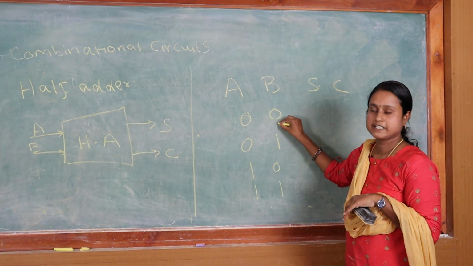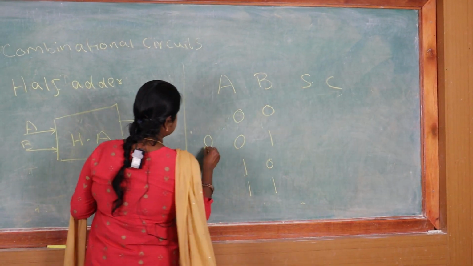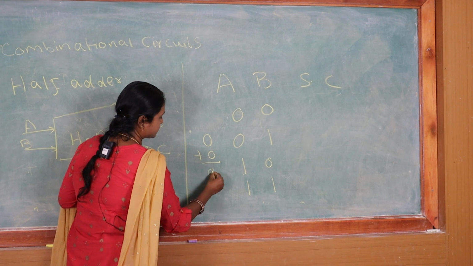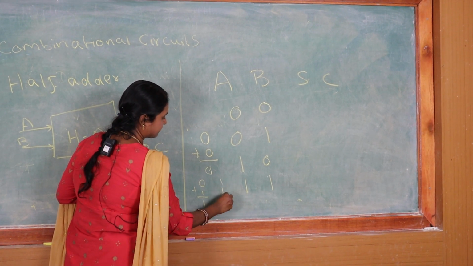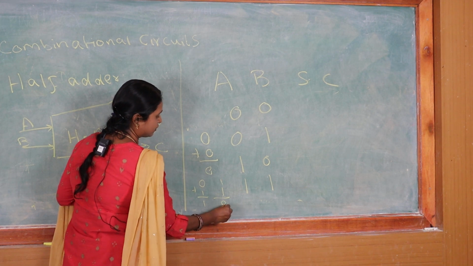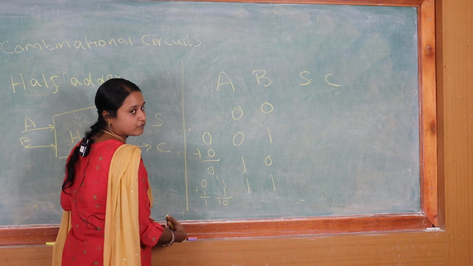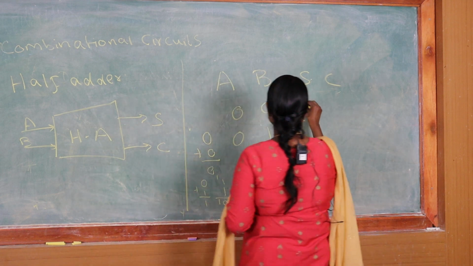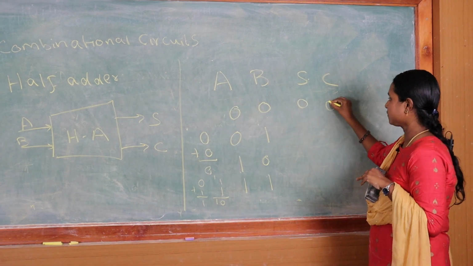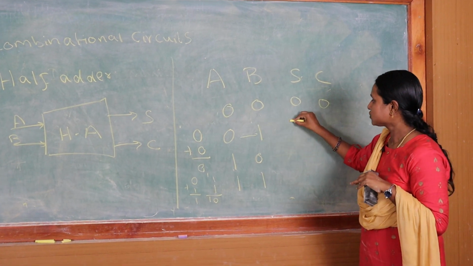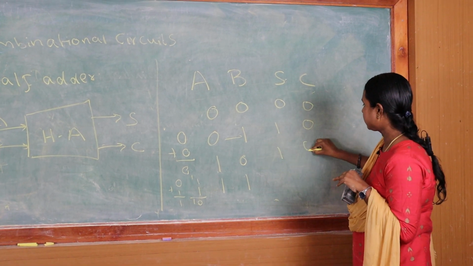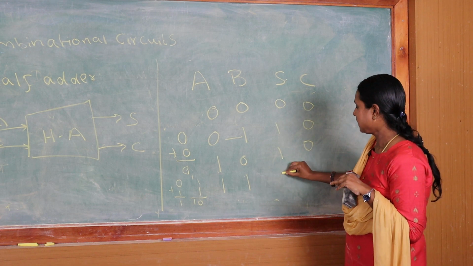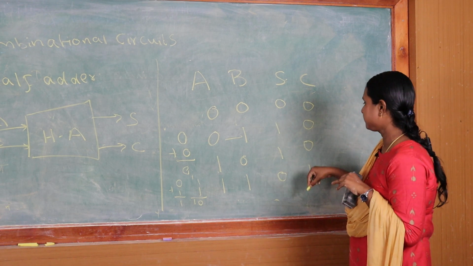So we have to perform the normal addition. For example, 0 plus 0, what is the value? 0. 0 plus 1, 1. For 1 plus 1 it will be 10. So your sum value will be 0 and carry value will be 1. So for 0 0 our output will be 0 0. For 0 1, 0 plus 1 it will be 1, carry will be 0. 1 plus 0, sum 1 and carry 0. 1 plus 1, our sum will be 0 and carry will be 1.